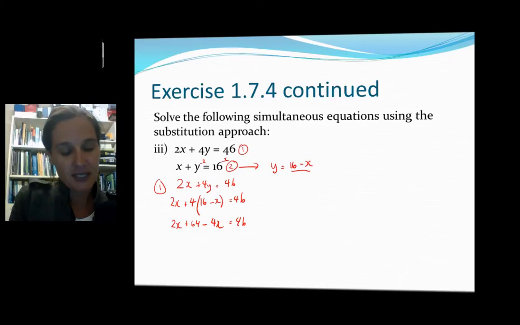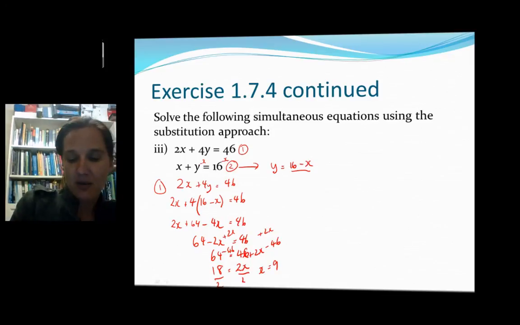2x minus 4x is minus 2x. So 64 minus 2x is equal to 46. If we add 2x to both sides, we get 64 is equal to 46 plus 2x. So we minus 46 from both sides. Here we get 18 is equal to 2x. We divide by 2, x is equal to 9.